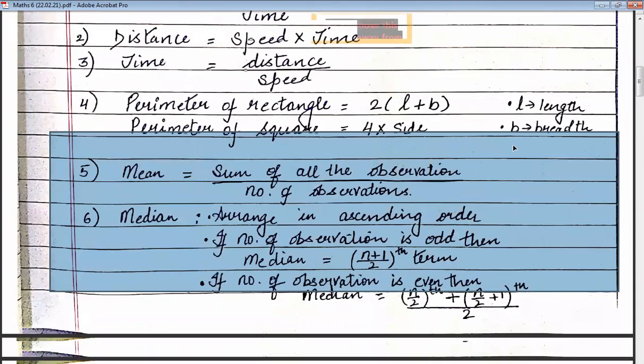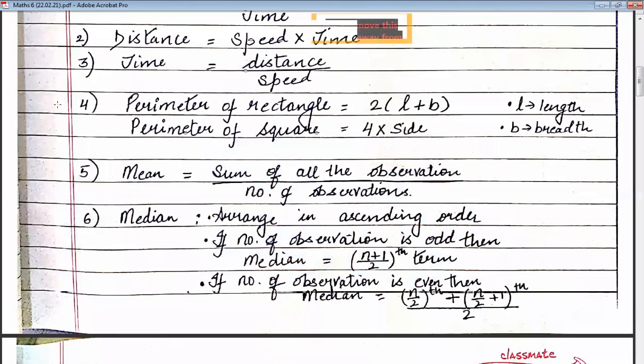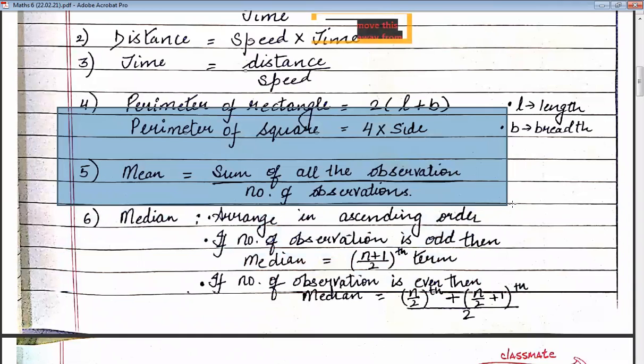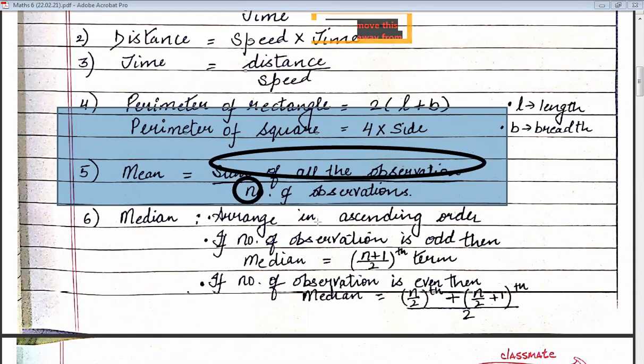Students, we have already discussed about mean and median. Mean is the single number which represents the whole data. So if you want to find the mean, then the formula is sum of all the observations divided by number of observations. I repeat, mean is equal to sum of all the observations divided by number of observations.